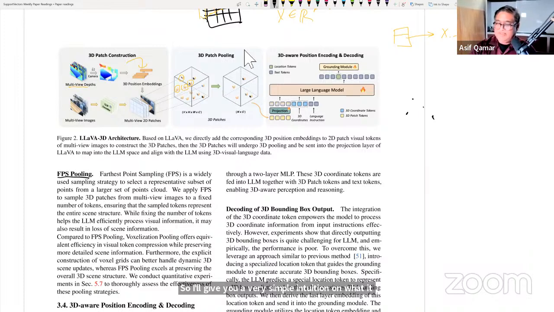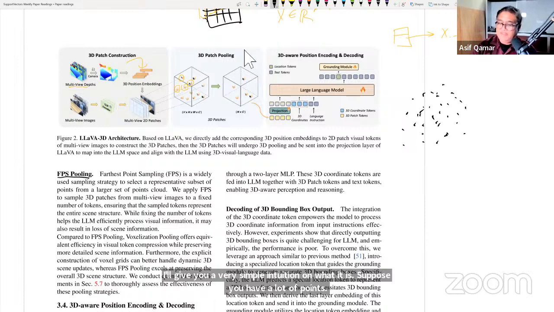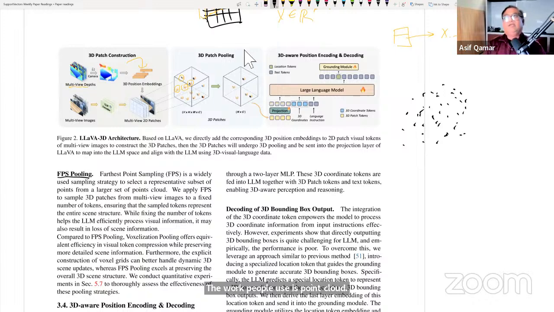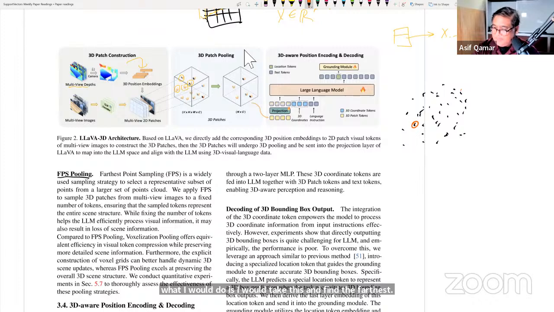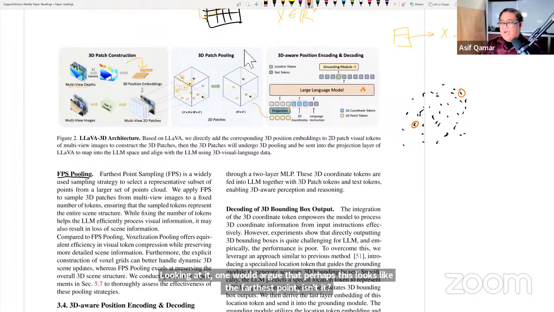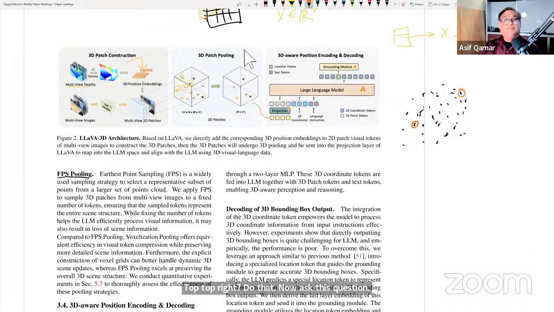Suppose you have a lot of points. The word people use is point cloud. Suppose you have a point cloud. What you do is pick a random point, right? So let's say that I pick this point. Find the point farthest from it. Suppose I want to do FPS pooling using 5 points. So I would take this and find the farthest point. Looking at it, one would argue that perhaps this looks like the farthest point, isn't it? Top right. Do that. Now ask this question, which point is farthest from both of them?